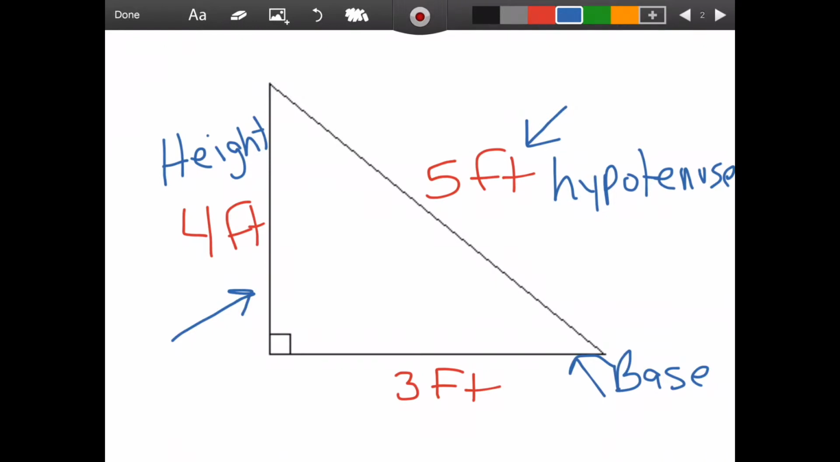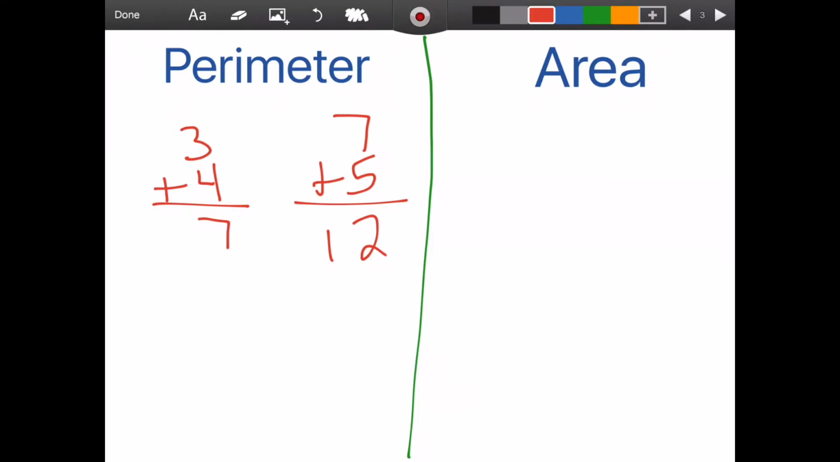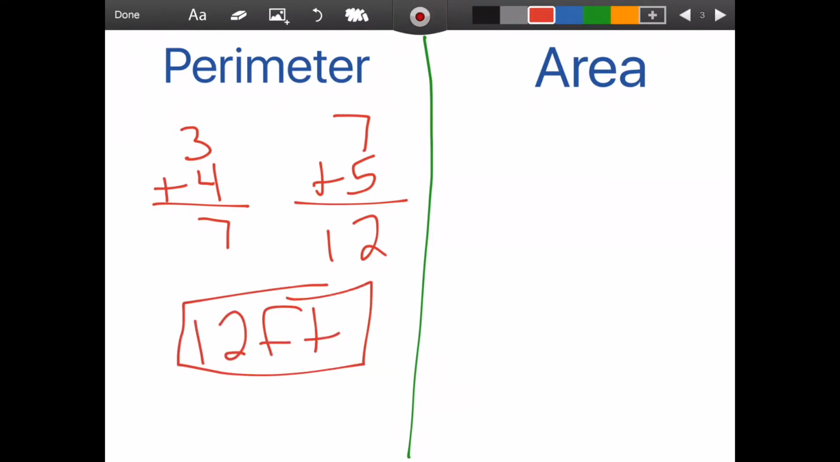Now, in order to find the perimeter of a right triangle, it's really super simple. Remember we talked about finding the perimeter of any shape is just taking the sides, so we have 4 feet, 3 feet, and 5 feet, and adding them because it's just around the outside. So I'm just going to add 3 plus 4, which is 7. And I'm going to add 7 plus 5, which is 12. And I always need to put units on the end. So I know that the perimeter of that right triangle is 12 feet. If there's 3 sides, all you have to do is just add those 3 pieces together.